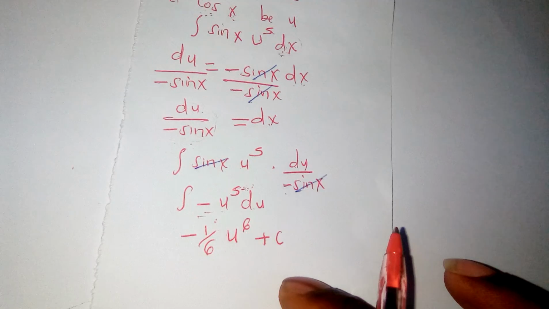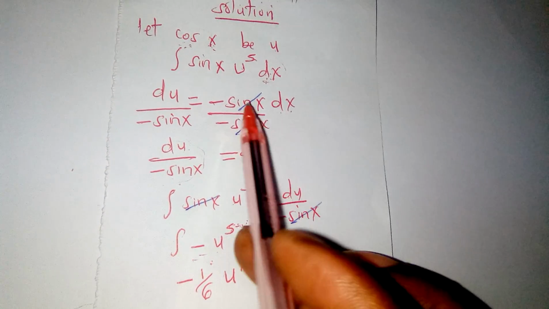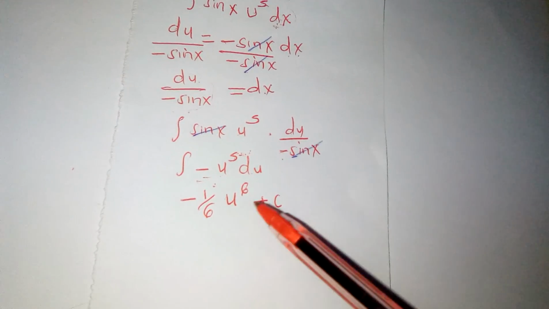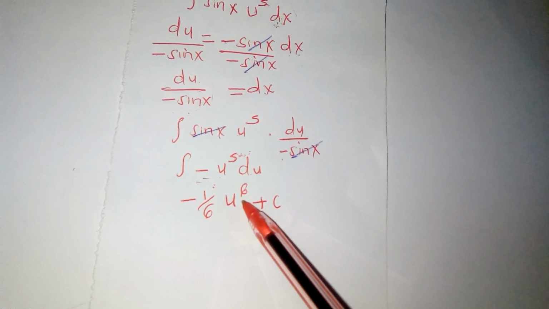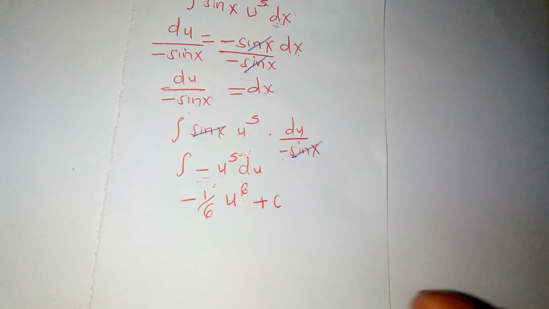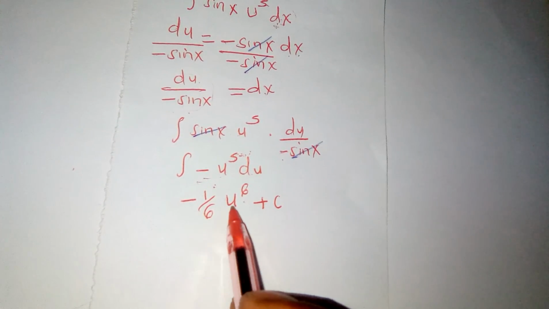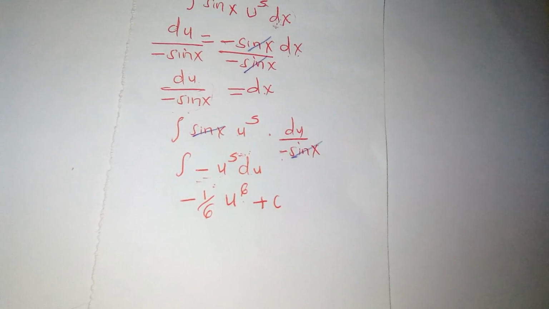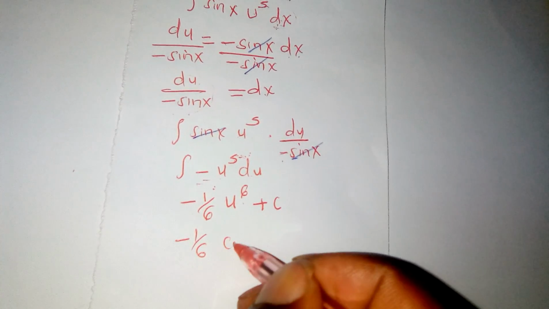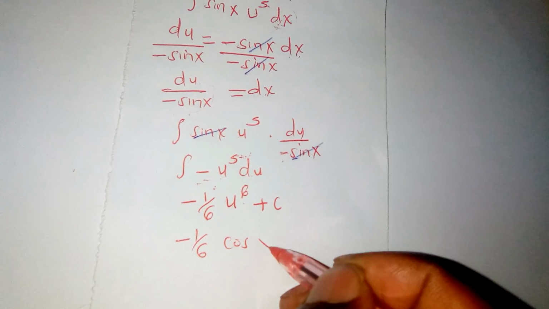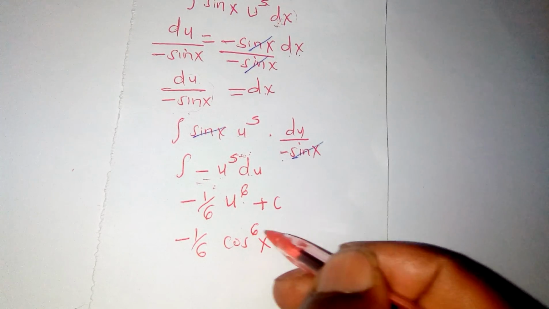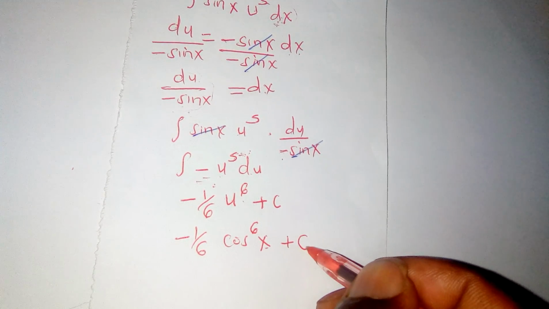Now after that, remember up here we said let cos x be u, and here I'm seeing u, and therefore what are you supposed to be doing here? You are supposed to substitute this u with what it was. It was cos x. So instead of u there, I'll have cos x. So I'll come here and say it is negative 1 over 6 cos, remember it is cos x, but u is raised to 6, therefore it is cos raised to 6 x, then plus a constant c.